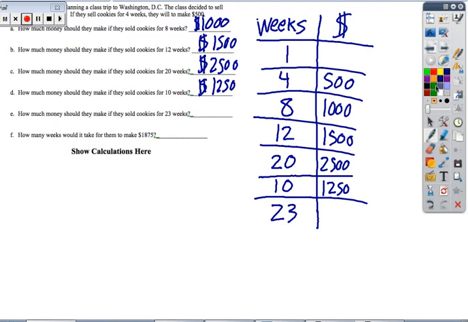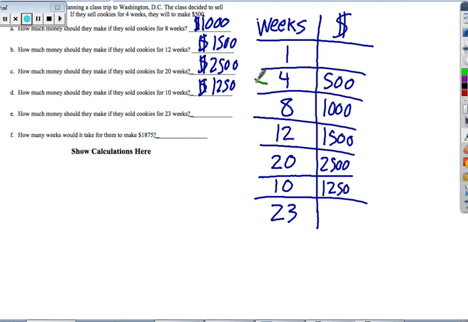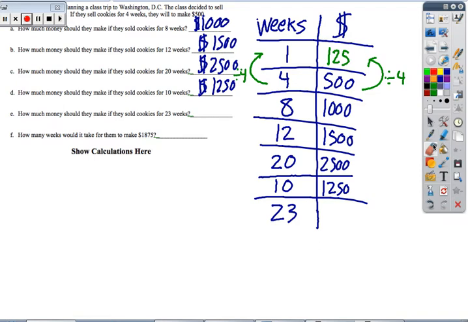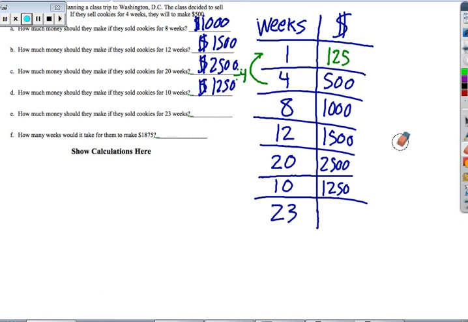Well, what you could do is, if you know for 4 weeks is 500, if we go back, we could divide by 4 because 4 is 4 times as many, so going back would be dividing by 4. 4 divided by 4 is 1. And similarly, you would divide this by 4. If you do this, what you're going to get is $125 for 1 week.